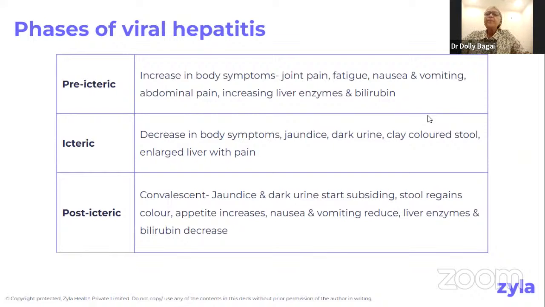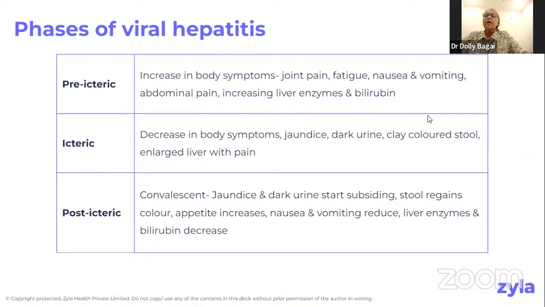As you understand, there is a pre-icteric phase. Pre-icteric meaning before the onset of jaundice. Icteric is jaundice. So pre-icteric is when you have some symptoms we call prodromal symptoms, but jaundice has not yet appeared. And in this phase, there is an increase in body symptoms like joint pain, fatigue, nausea, vomiting, abdominal pain, retching. You do not feel like eating anything. There are increasing liver enzymes, increasing bilirubin. If you plot it, the curve is going upwards.